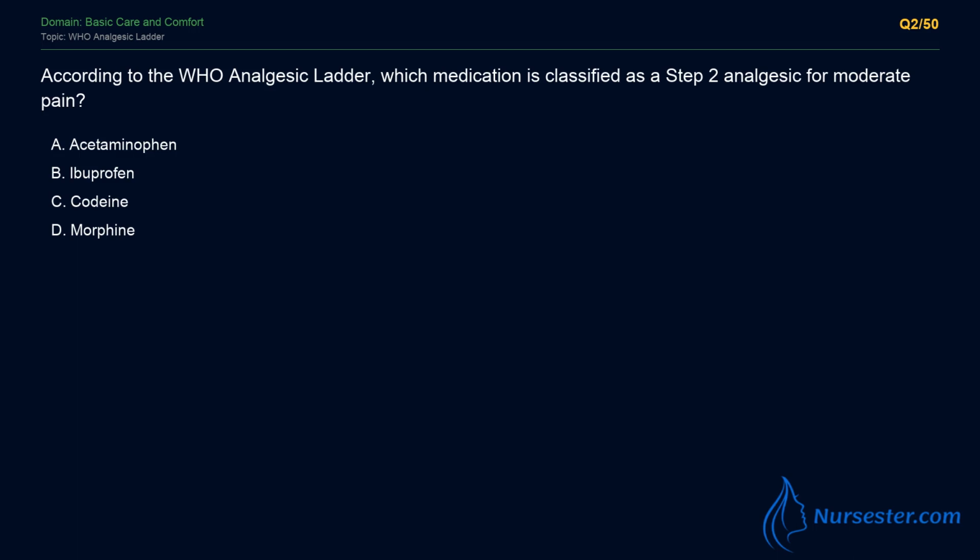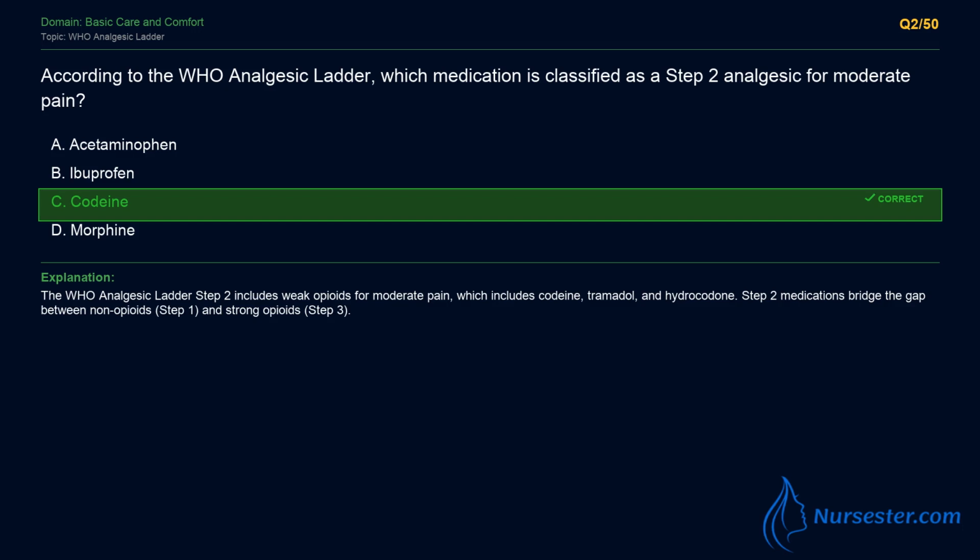Question 2. According to the WHO analgesic ladder, which medication is classified as a Step 2 analgesic for moderate pain? Option A, acetaminophen. Option B, ibuprofen. Option C, codeine. Option D, morphine. The correct answer is C.